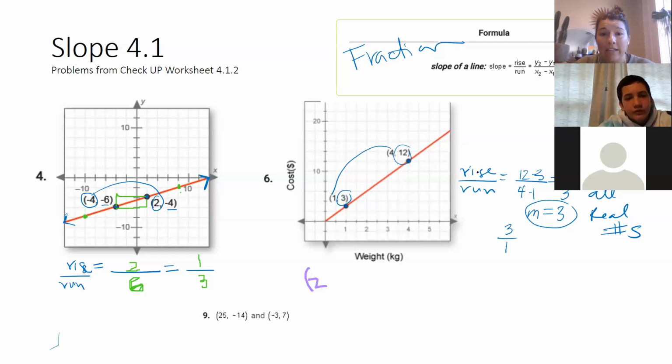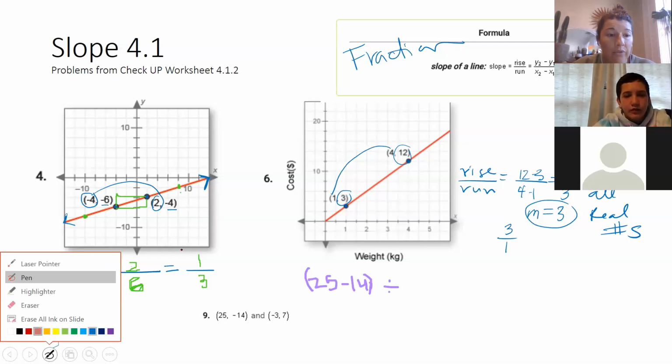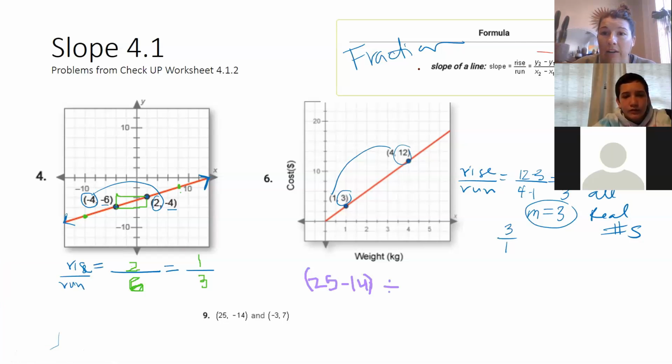To find our rise, we subtract our y values. To find our run, we subtract or find the difference between our x values. Here is the formula up here on the top of your page, and I pulled this right off of your worksheets in Apex. So we're going to subtract our y values from each other and divide it by the difference of our x values.